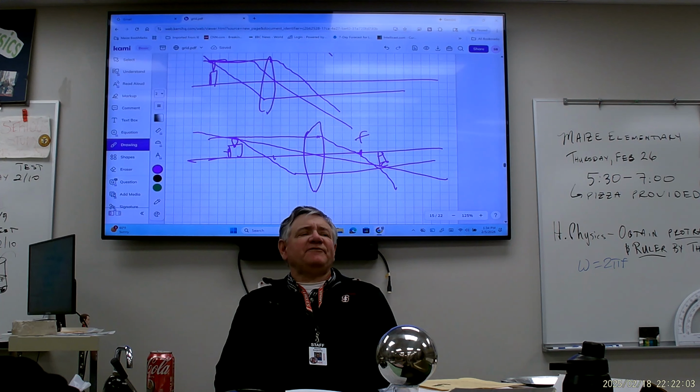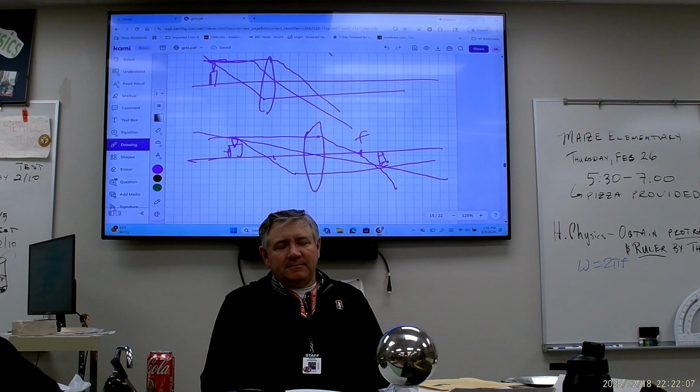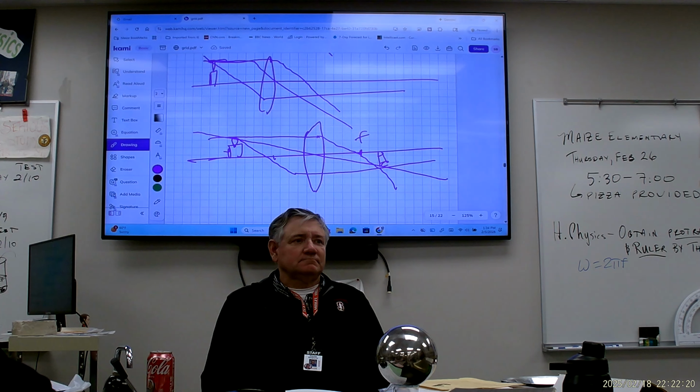So, if you have a convex lens, what are you going to get? Inverted or upright? Inverted. Guess what your eyeball is? Your eyeball is a convex lens. So how are you seeing me right now? Upright, but you're actually seeing me upside down. My brain flips it, so you're seeing it upright.